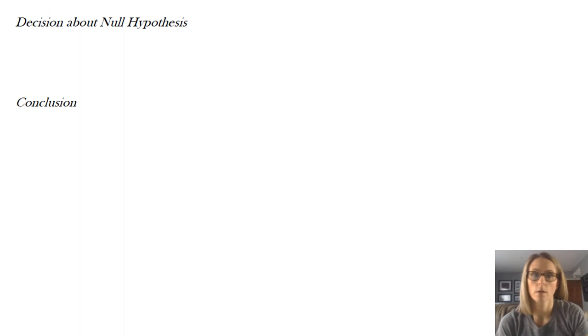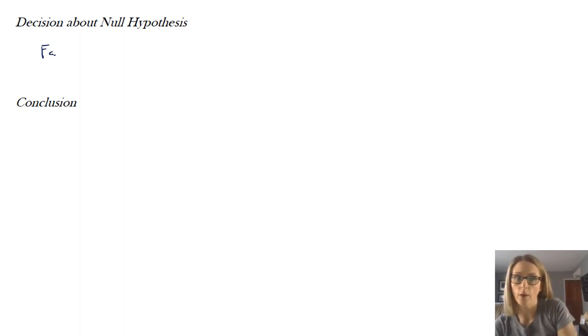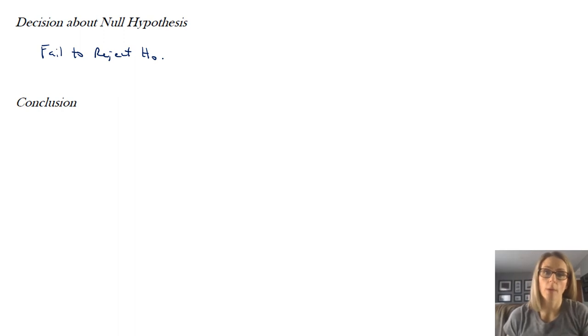So now we're ready to make our decision. And because the p is high and the null will fly, we fail to reject H naught. Remember, only two options: reject H naught, fail to reject H naught. Always the two decisions that are possible.